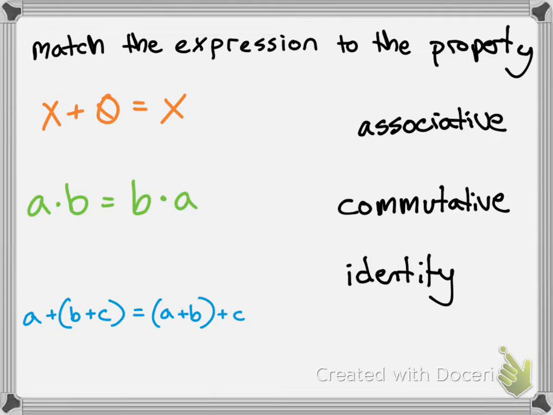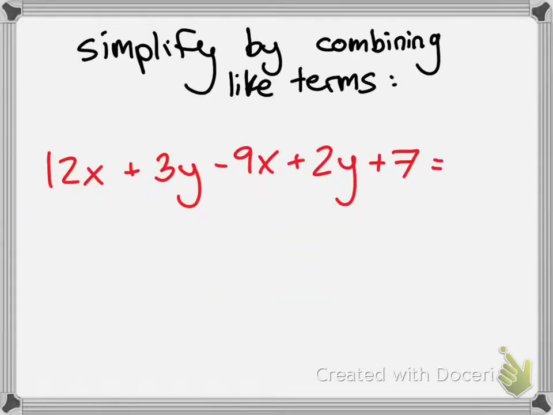I want you to match the expression to the property. Lucas, what's the first one? The first one is identity. Identity, because nothing changes. It has the same identity. Marjorie, what's the second one? Commutative, because it doesn't matter what order they do it. So Sebastian, what is the last one? Associative, because even though they're in different groups, I can associate with different groups.